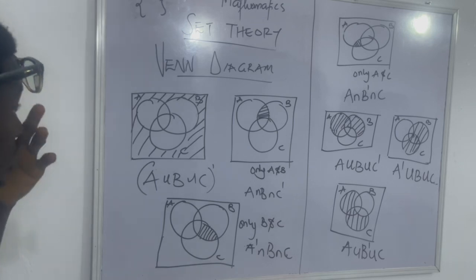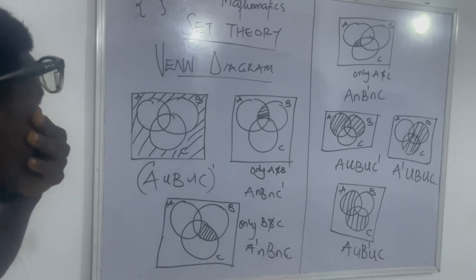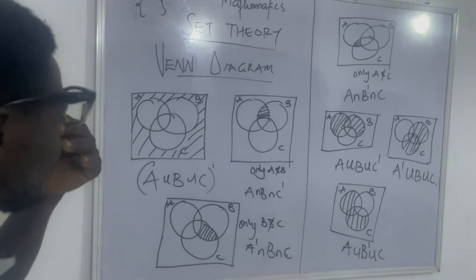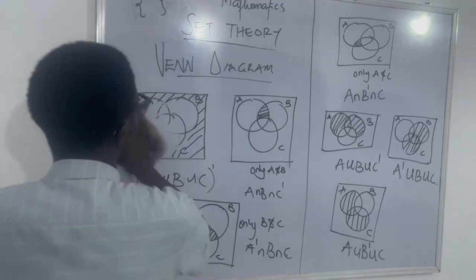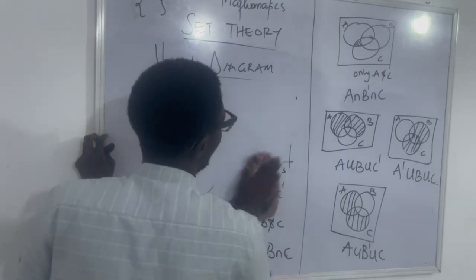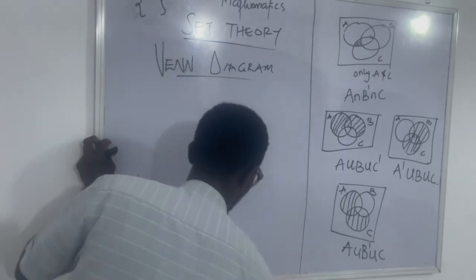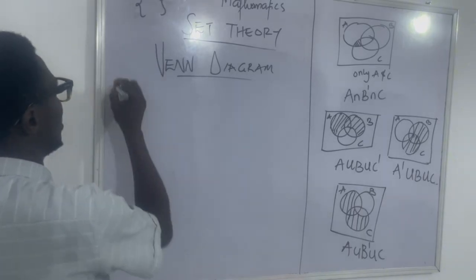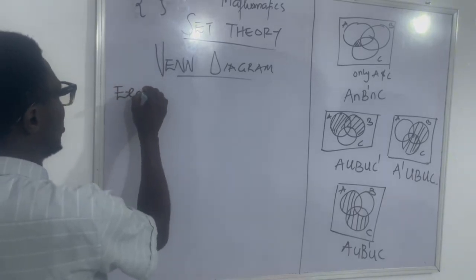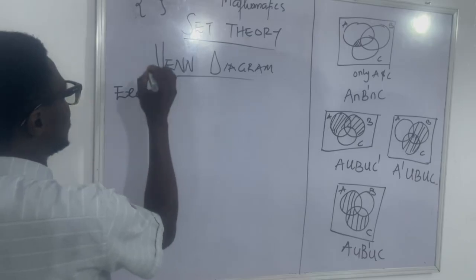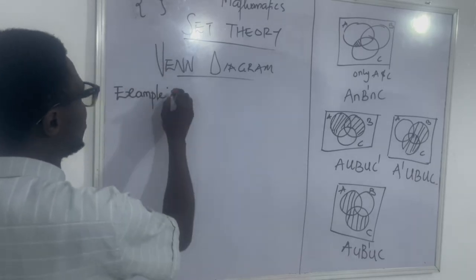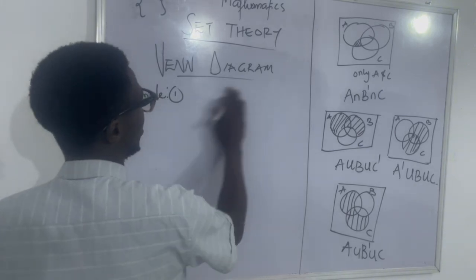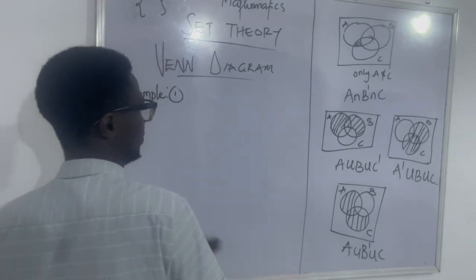From there, we move to solved examples. Are we together? So we move from smaller to bigger. Example 1.